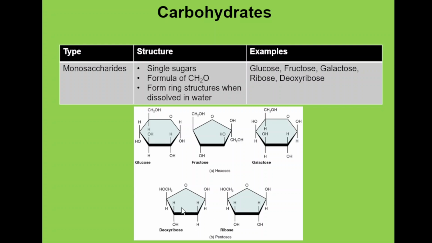And down here we can see deoxyribose and ribose. These are pentoses, so five carbon sugars. And deoxyribose we find in DNA, ribose in RNA. And what we also find structurally with monosaccharides is that when they dissolve in water, they tend to bend around to form these ring structures.